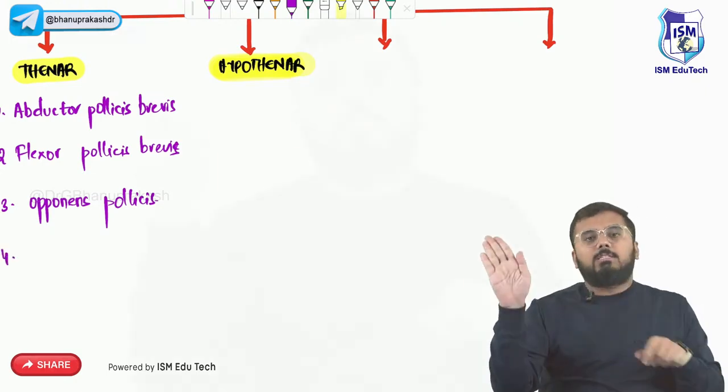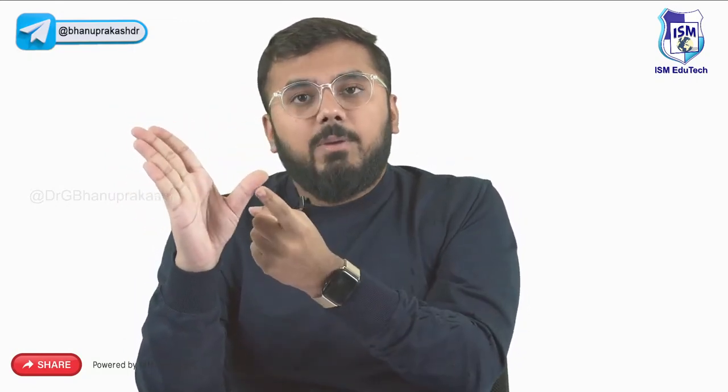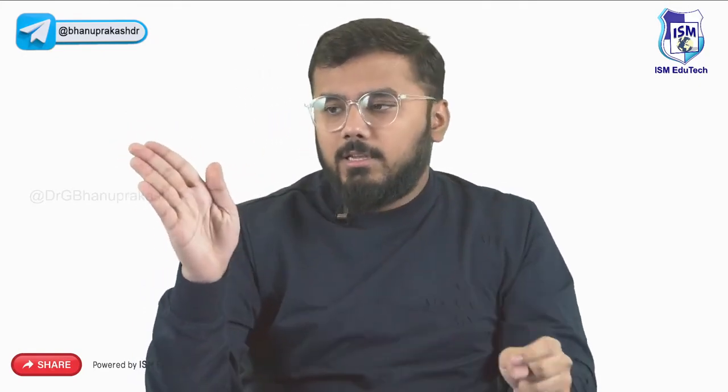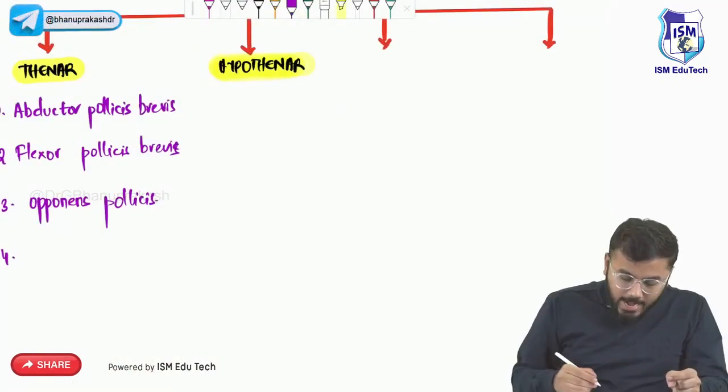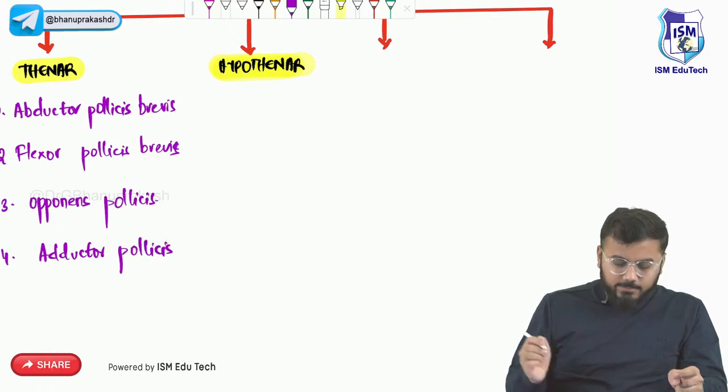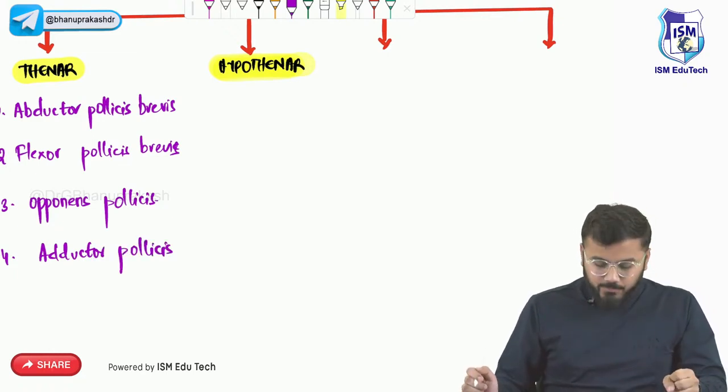And the fourth important thing is that, as I told you, my thumb can be abducted like this, and the same way it is also adducted towards my body. Abduction, adduction. So this muscle is called adductor pollicis.